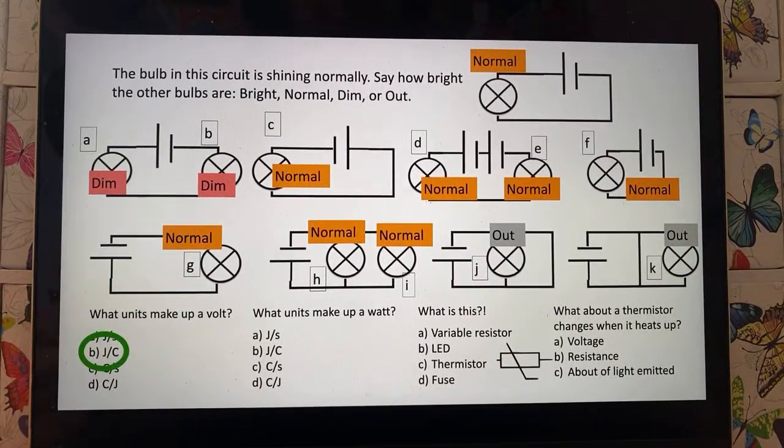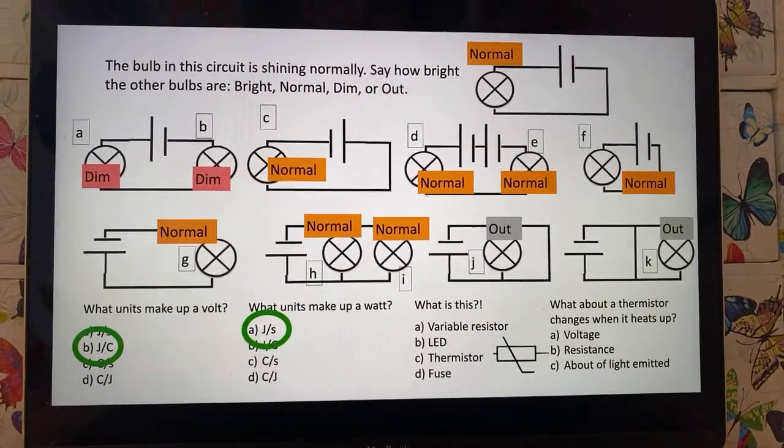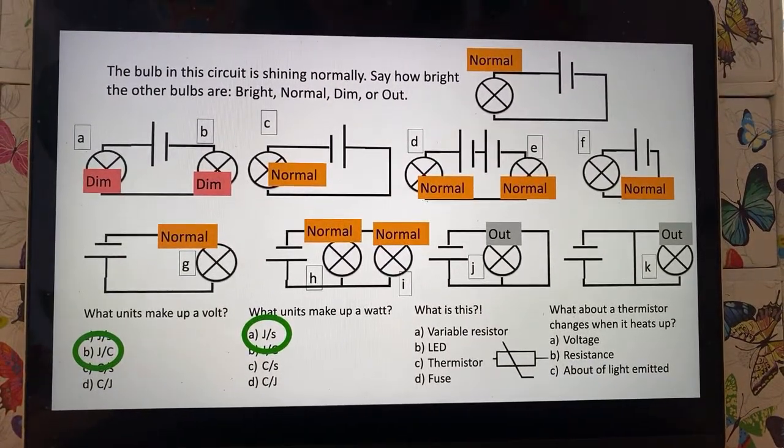What units make up a volt? So that's a joule per coulomb. Well done, we've just done that. And the units that make up a watt, we did that quite recently. Do you remember that's joules per second? A watt is a unit of power, how much energy something uses up per second or shifts per second.